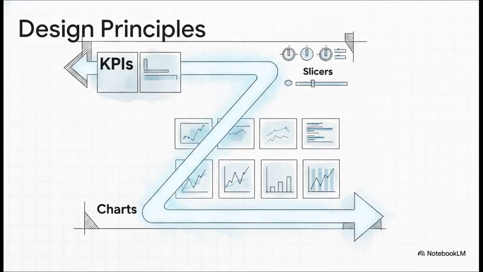To achieve that clarity, you absolutely need a strong visual hierarchy. In Western languages, viewers scan in a Z pattern, so put your most important high-level KPIs, things like total revenue, in large cards right up at the very top left. Size signals importance. If everything is the exact same size, nothing stands out. Keep your slicers up top, where users naturally expect them, and group related charts together with clean, consistent spacing.